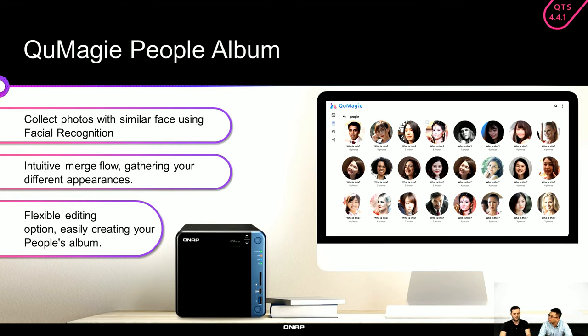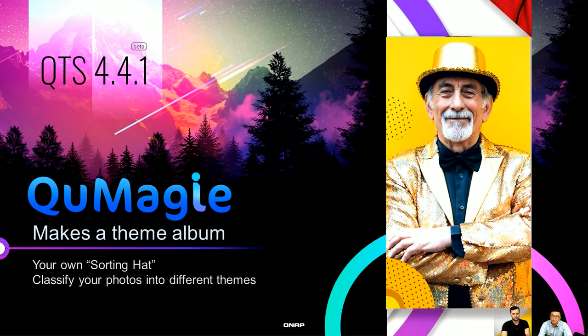And this would recognize the person from different angles, right? Yes. And you can also edit the people album, so if there's a face that is not correct, you can just move it out from the people album. So the second feature is using QMAGI to make a themed album.